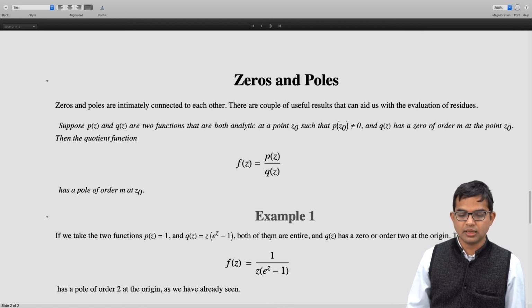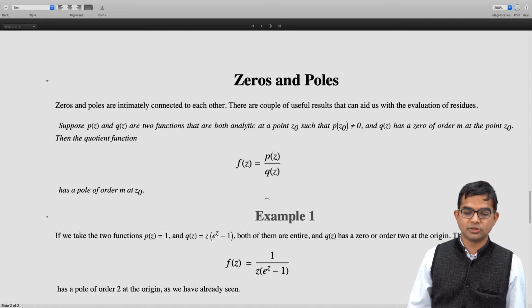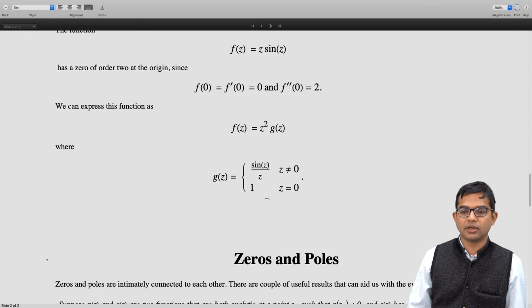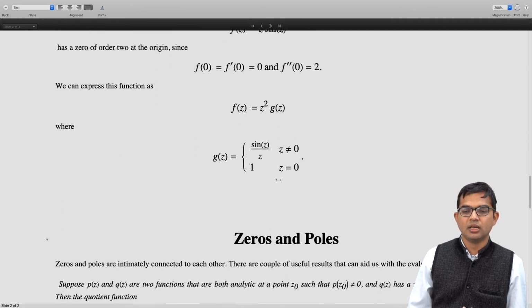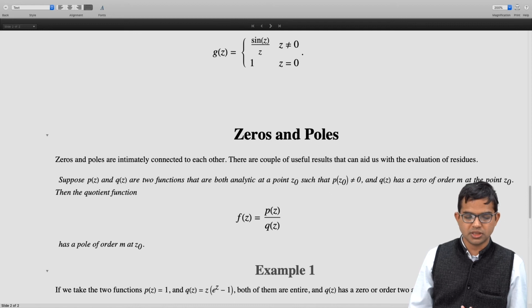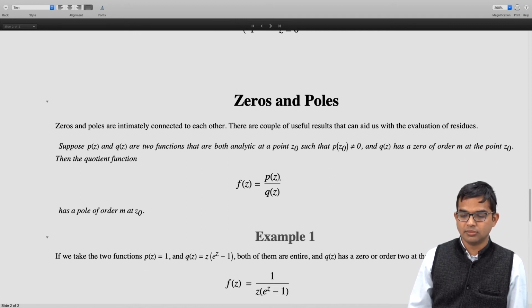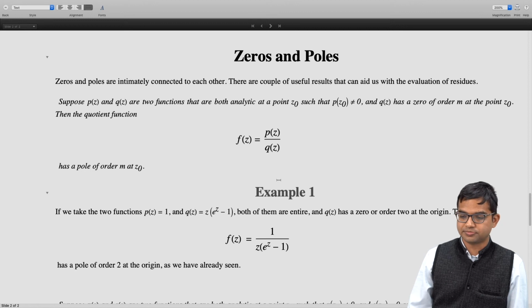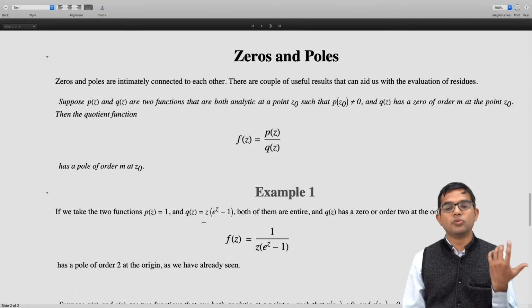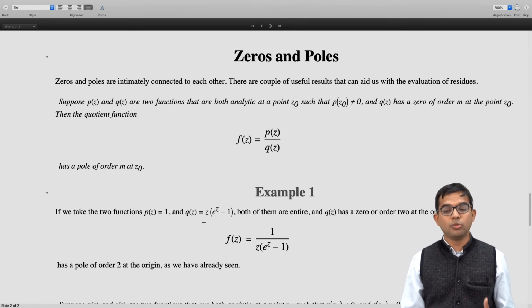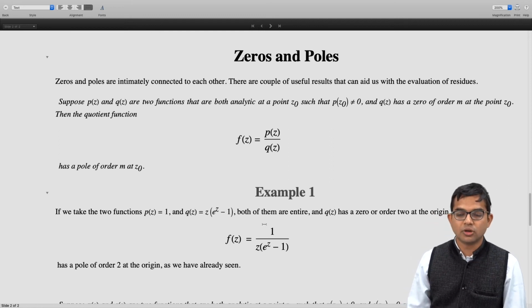So we have already seen that we can argue that z times e to the z minus 1 has a 0 of order 2, just like we argued that z times sine z has a 0 of order 2 at the origin. So likewise, z times e to the z minus 1 also has a 0 of order 2 at the origin. Therefore, this function 1 over z times e to the z minus 1 has a pole of order 2. As we have already seen, we worked this out from first principles, but we can also argue based on this result.